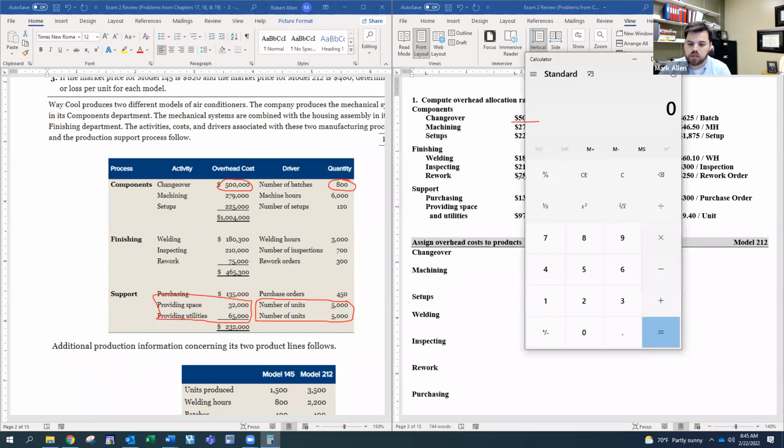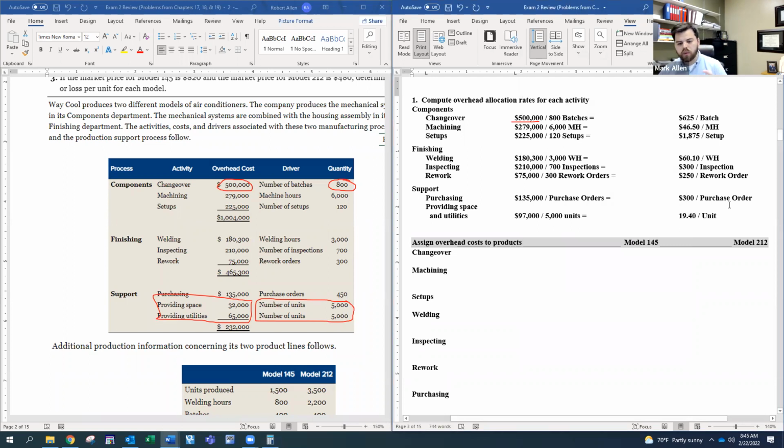Now, if we compute those as two separate pieces, because we could have done providing space first, then providing utilities, we would have done 32,000 divided by 5,000, and that's $6.40. And we would have done 65,000 divided by 5,000, and that's $13. Plus your 6.4 from before is the 19.40 that we got here. So the point here is whenever you have drivers that are the same, they don't add to each other, right? It's the same thing. So if you don't want to combine the dollars and then leave the units alone, you don't have to. You could compute them separately. That's fine. But in this case, there was no reason to. So we just went ahead, we added those together, and we can go ahead and move on.